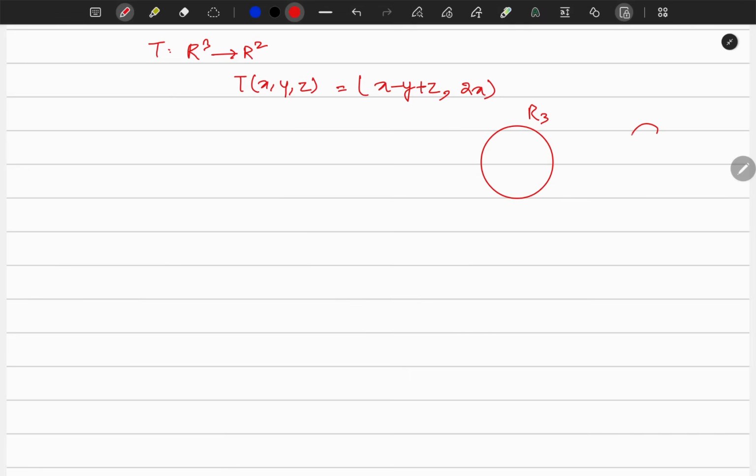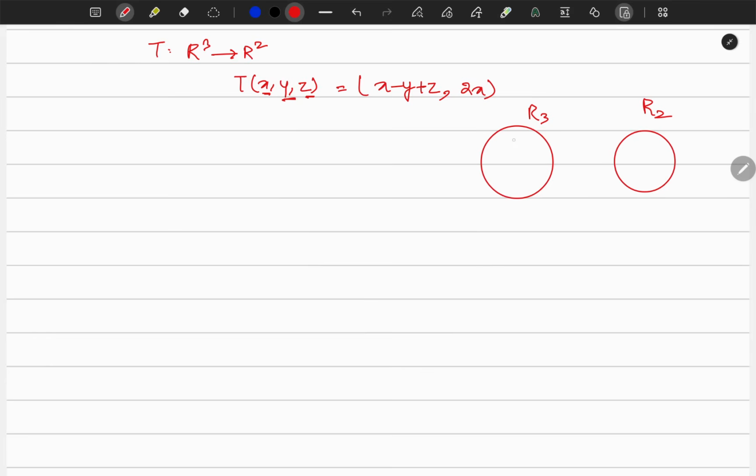For example, they will give one transformation T from R3 to R2. Define it as T of (x, y, z) is equal to (x minus y plus z, 2x). So your one set is R3 and the other set is R2. Please remember these are the coordinates only.